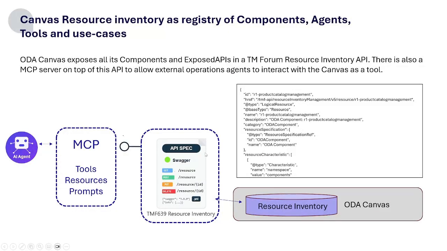And this is a practical example of what it means. So on top of the Canvas, we built a resource inventory. We built components and exposed APIs and other services into the Canvas, and it makes it straightforward to put these into a TM Forum compliant resource inventory, serving as a registry of components, agents, tools, and use cases. And as with all the TM Forum APIs, these can also be exposed as an MCP server, making it available to AI agents. So the Canvas itself includes ODA with this resource inventory of components and corresponding elements like APIs, dependent APIs, and similar resources. And we've used this TMF639 resource inventory as a standard interface.